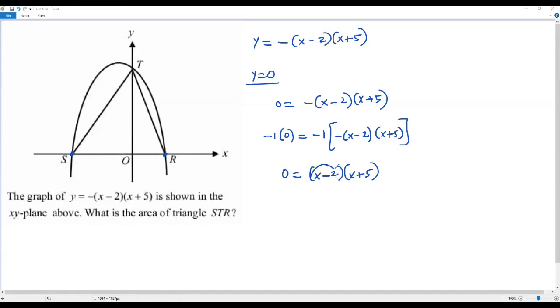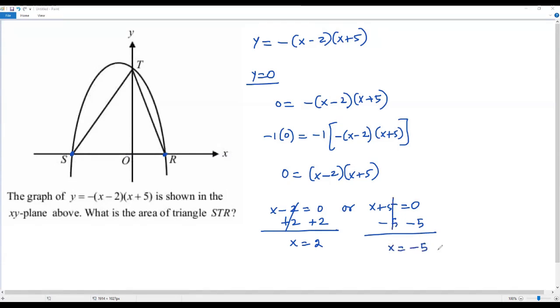Since the product of these two binomials equals 0, either the first one has to be 0 or the second one has to be 0, or both of them may be 0. So we can write this as x minus 2 equals 0 or x plus 5 equals 0. To solve for x in the first one, I add 2 to both sides, and the negative 2 and positive 2 cancel out. I'm getting x equals 2. Now let me subtract 5 from both sides to solve for x in the second equation. Then I'm getting x equals negative 5.